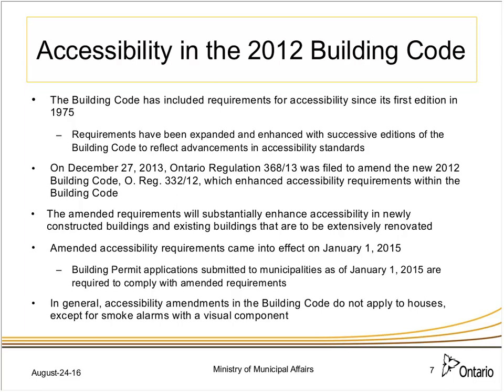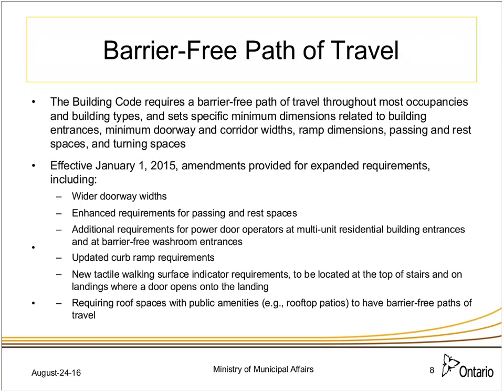Generally speaking, none of the accessibility requirements apply to houses with one minor exception. The main thing in terms of accessibility is what we call barrier-free path of travel. That's the ability of people to enter, move through, and exit from a building. And that touches on a whole bunch of different areas. So we change things like doorway widths and enhanced requirements for passing and rest spaces in hallways so that people can move their wheelchairs in and out.